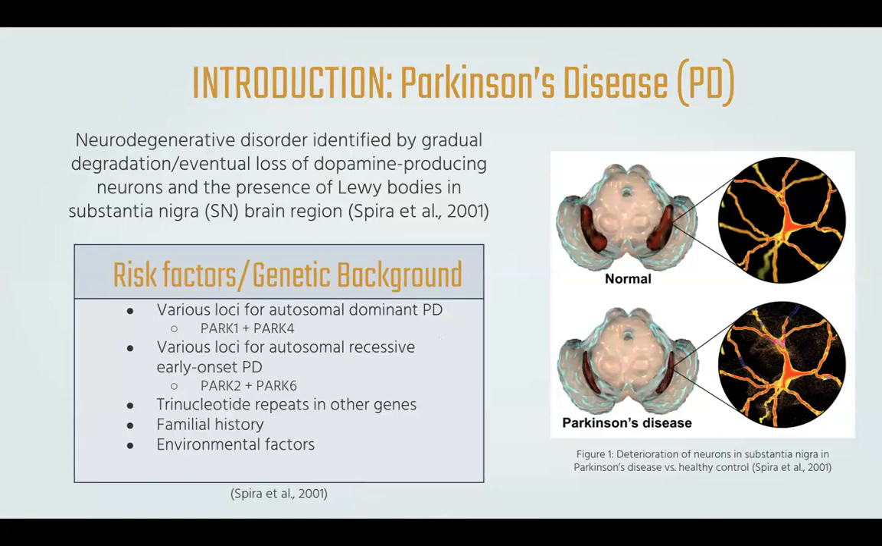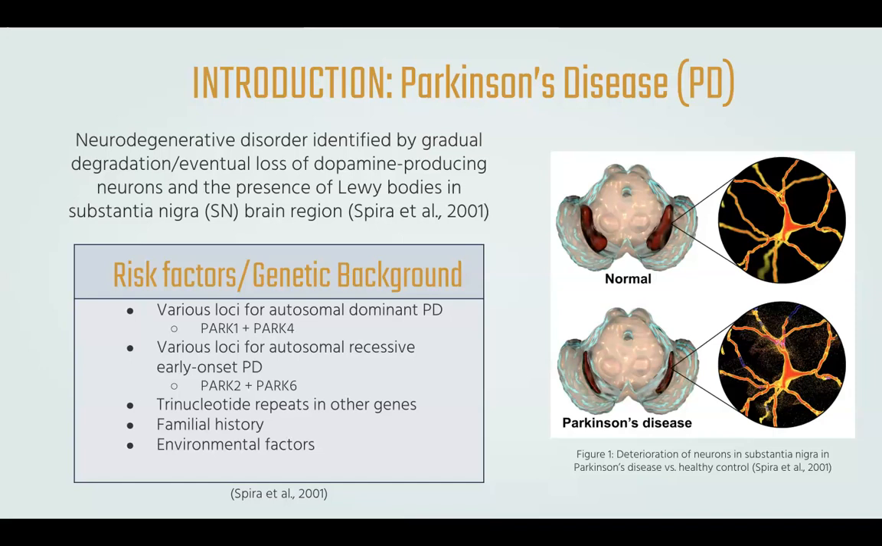All right, so let's begin with an introduction to Parkinson's disease, often abbreviated as PD for short. Parkinson's disease is a neurodegenerative disorder which is usually identified by the gradual degradation and eventual loss of dopamine-producing neurons in the brain. This is pictured here on the left, where we see a comparison of a normal brain to a brain with Parkinson's disease and how neurons often degrade and are eventually lost. At this point, Lewy bodies often become visible, which are abnormal accumulations of protein in the substantia nigra brain region.